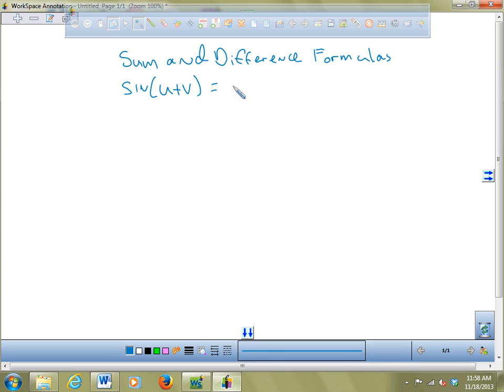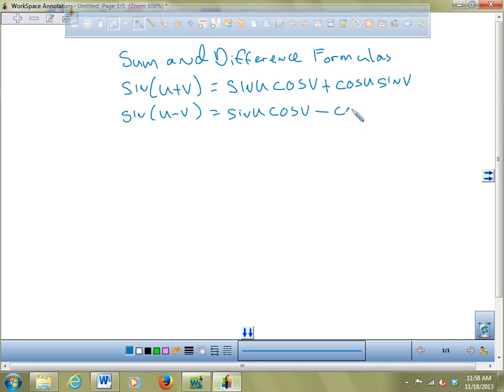So sine of u plus v is equal to sine of u times cosine v, plus cosine u sine of v. Just write them down, and then I will show you where they come from. Let's see if I could do these without looking at my notes. Sine of u minus v equals sine of u times cosine of v, minus cosine u sine of v.